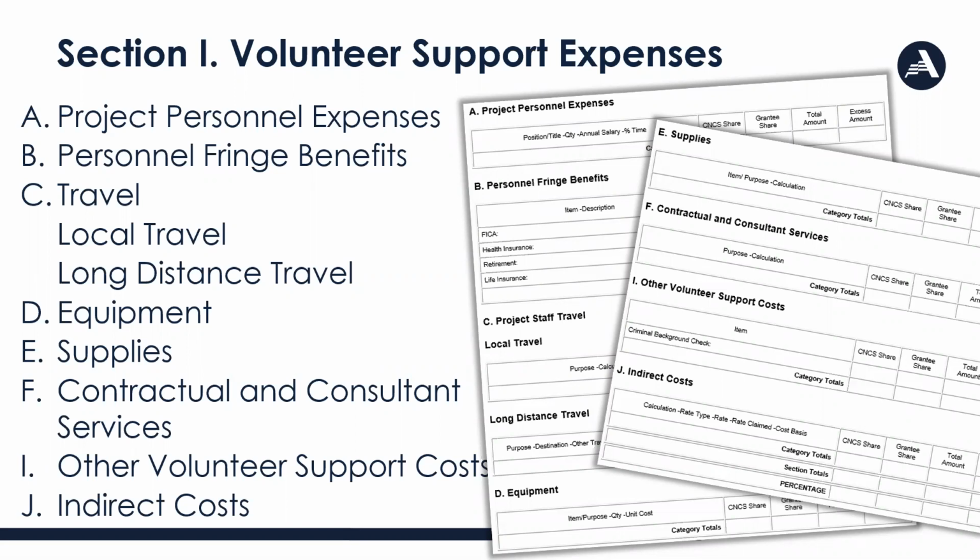Section 1C is the travel section, and that is divided into local travel, which is travel within the project service area shown in item 12 of the 424 face sheet, and your long distance travel, and that's travel that occurs outside of the service area. In both sections, you should include the purpose of travel and the type of travel. That's whether it's ground transportation, air, lodging, a per diem, and so on. The number of trips, the number of staff that are traveling, and you want to make sure that the calculation you are using is clear and simple to follow.